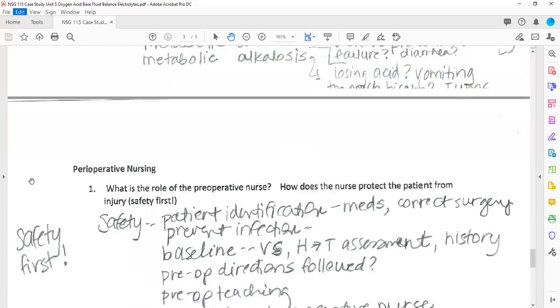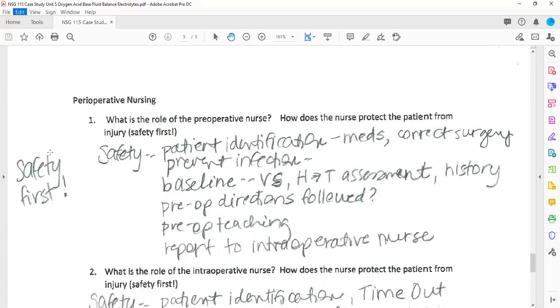So let's look at the next questions. I went on to ask you some things about perioperative nursing, simply because I wanted to talk about what are the roles in each of these areas and how do we protect patients. So when we're thinking about pre-op, intra-op, post-op, we're thinking about safety. We're always thinking safety is number one, and that's what I wrote there, safety first. So how do we do that? What is our job? What is our role?